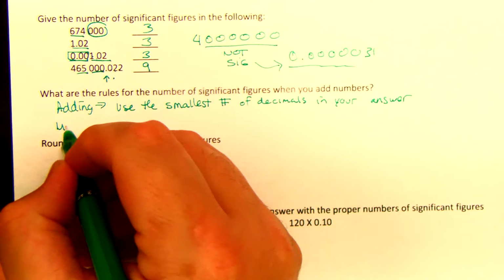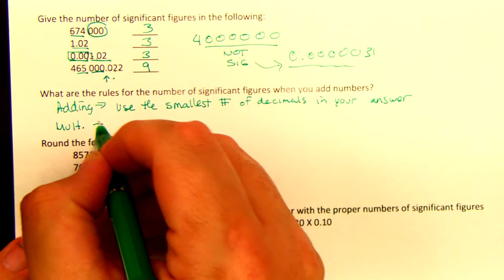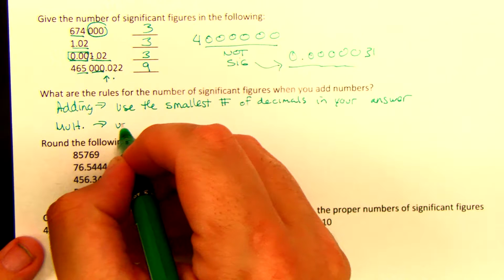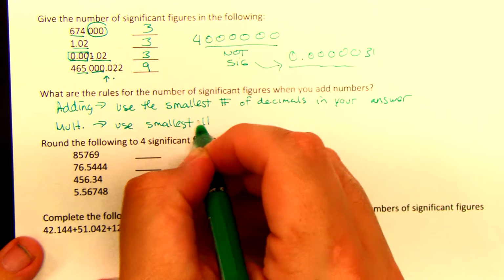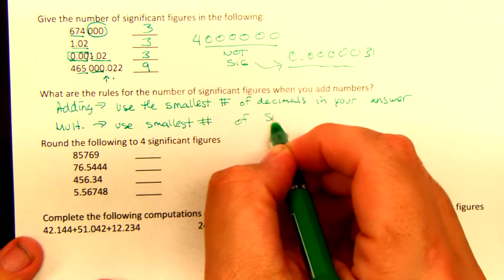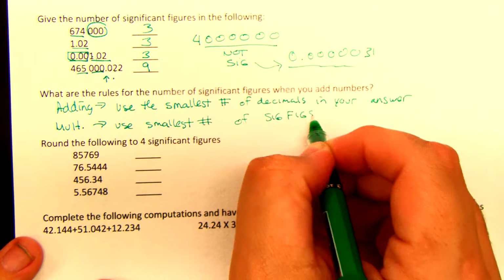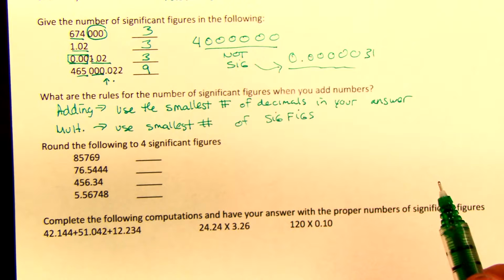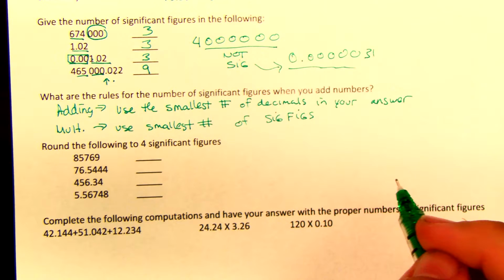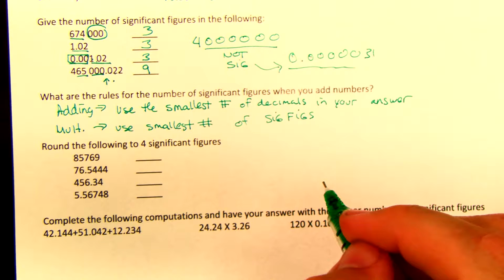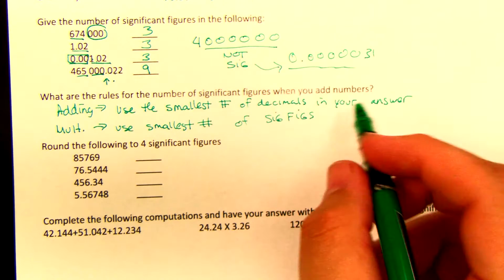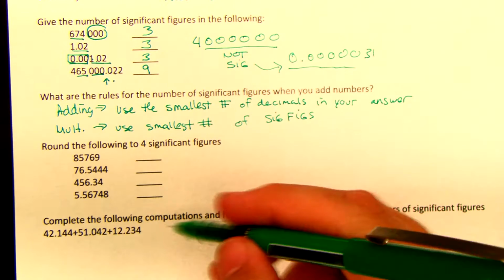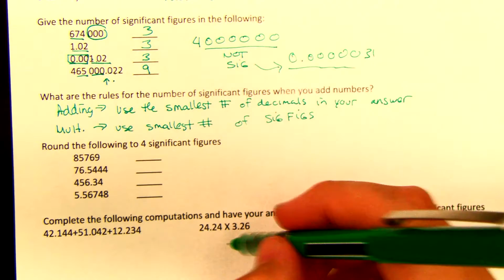Now, I didn't put this in there, but multiplication, use the smallest number of sig figs. So you count up the sig figs of each number that you're multiplying, each factor. Math word, factor. Yeah, I know, math. You never get away from it. And you use the smallest number. And you'll see that when we do our calculations here.